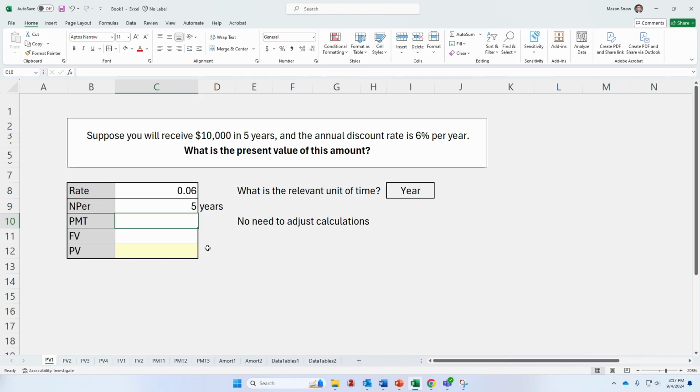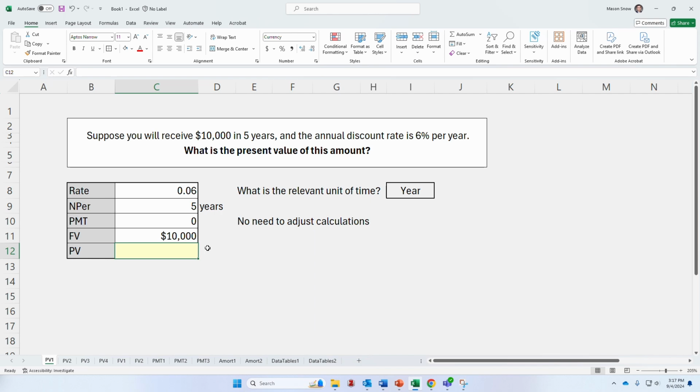Next, we have the payment. For this problem, we're only dealing with a single future cash flow amount. There are no regular payments, so we enter a 0 here. Now we enter the future value. This is the amount we're going to receive in the future, which is $10,000. So we type in $10,000.